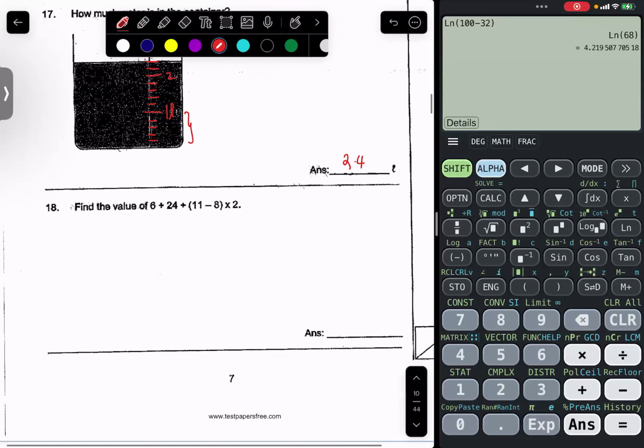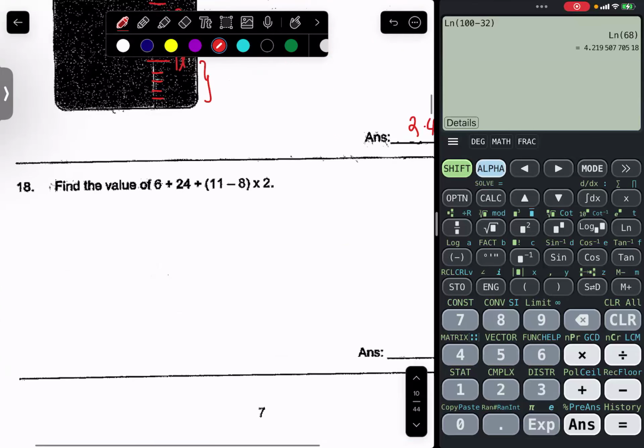Find the value of 6 plus 24 plus 11 minus 8 times 2. Bracket, this is 3 times 2. 6 plus 24 plus, this is times, so 6. 6 plus 24 plus 6. 30 plus 6, 36. Unless in printing one of these is actually a divide. Otherwise, this should be good.